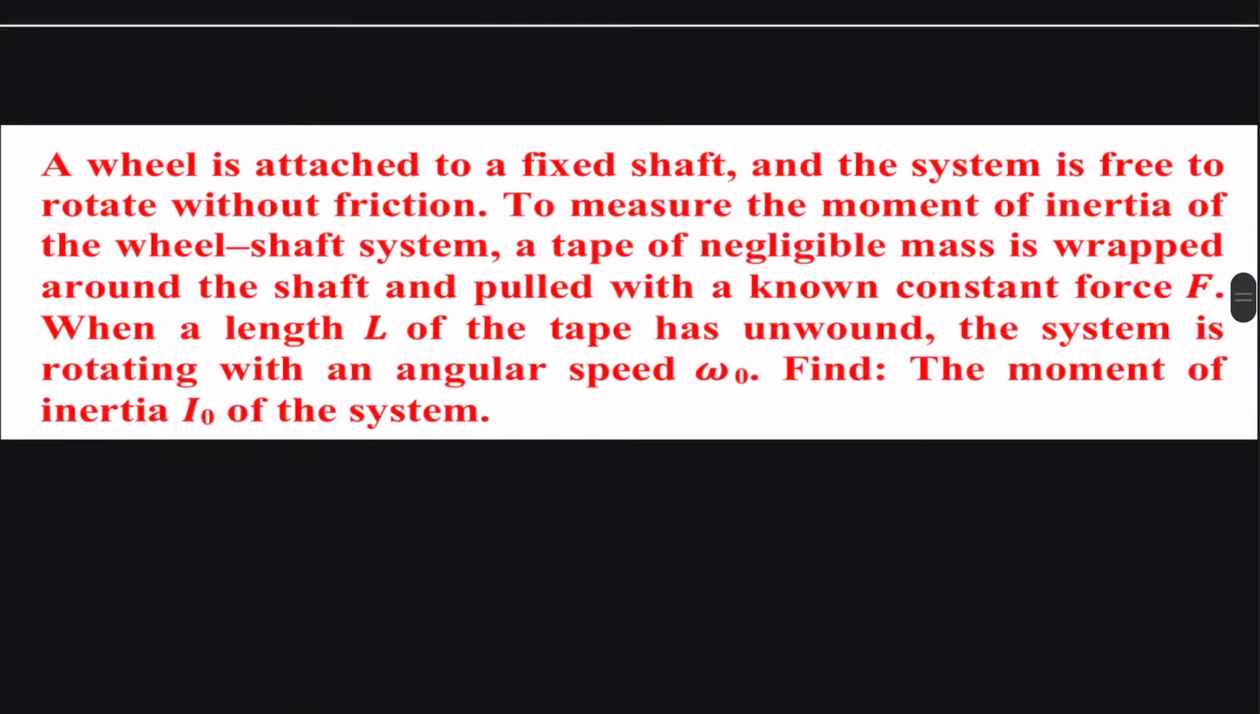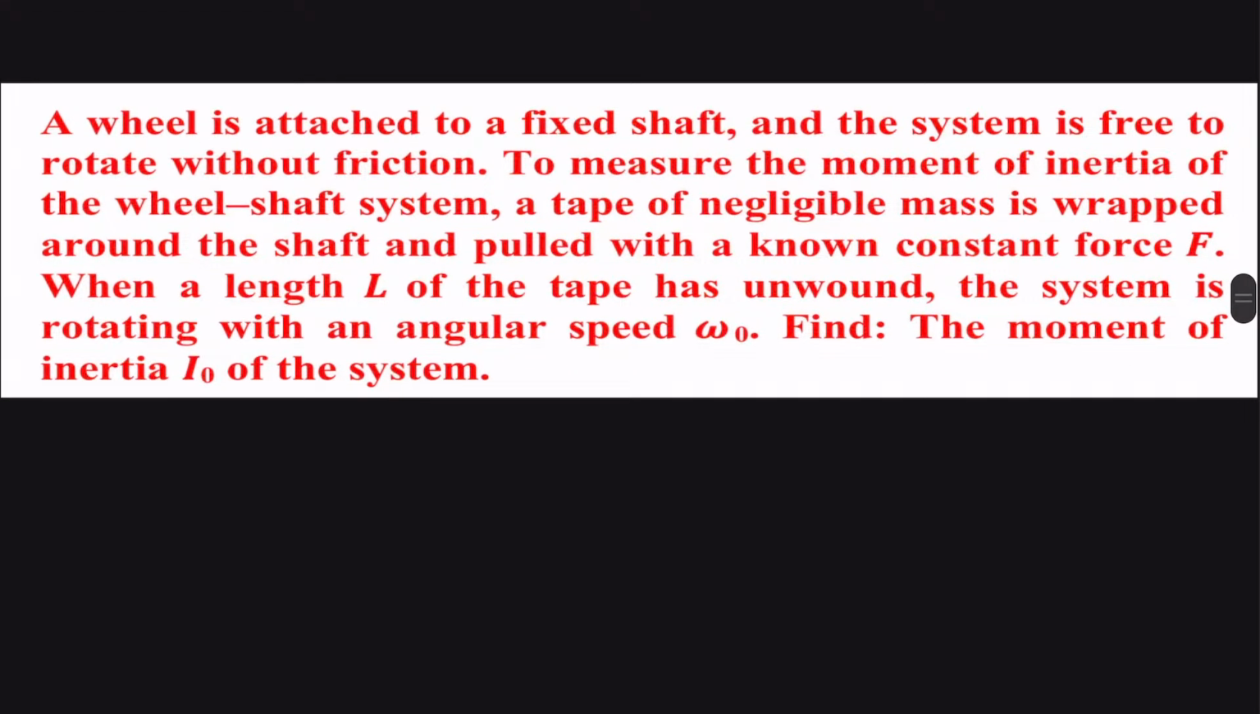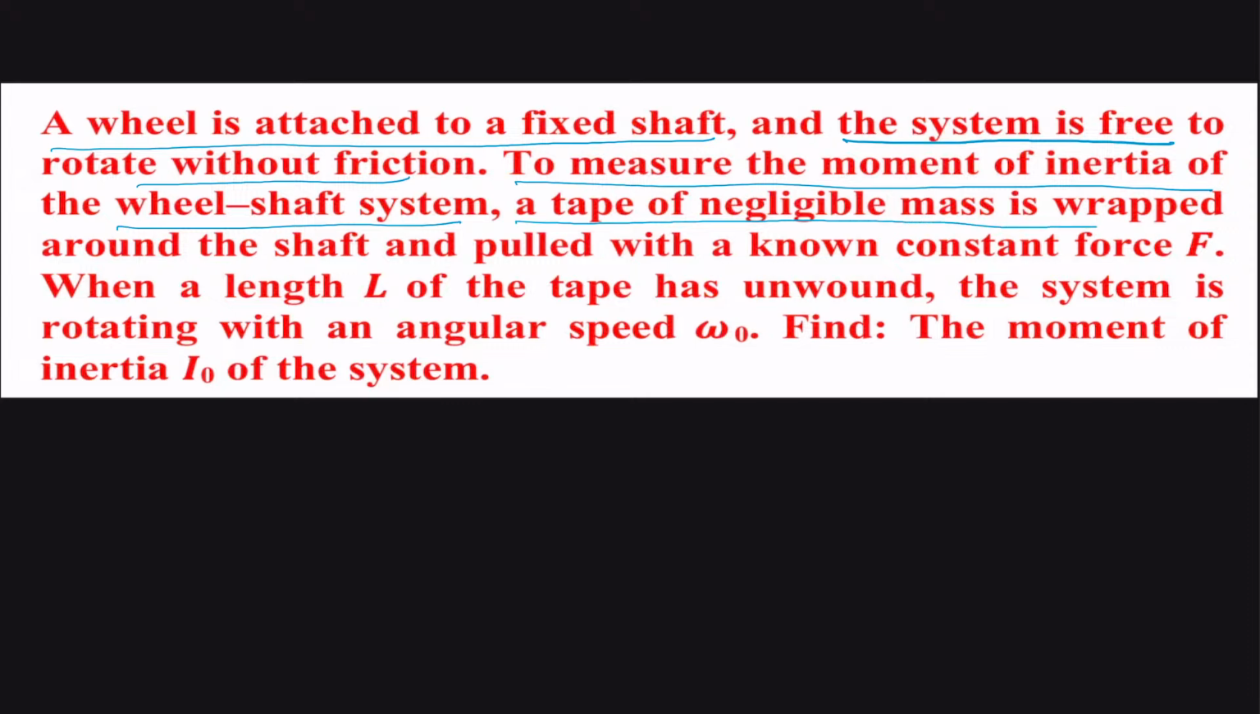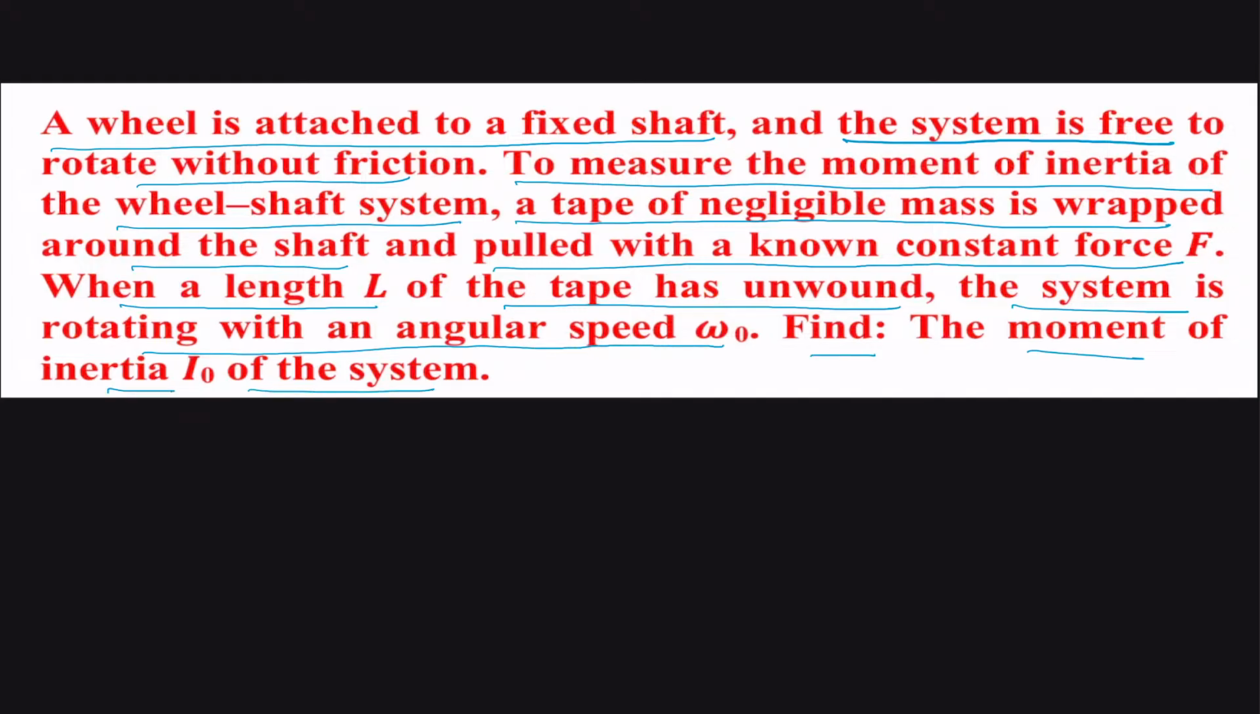It states that a wheel is attached to a fixed shaft. The system is free to rotate without friction. To measure the moment of inertia of a wheel shaft system, a tape of negligible mass is wrapped around the shaft and pulled with a known constant force F. When the length L of the tape has unwound, the system is rotating with a constant angular speed omega naught. Find the moment of inertia I naught of the system.